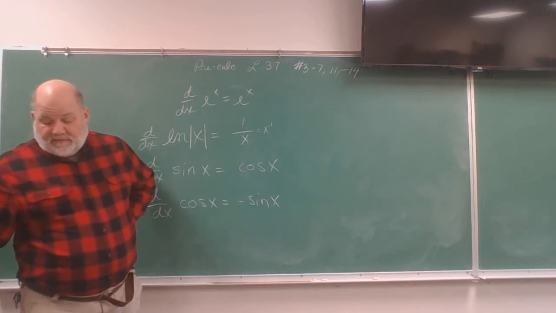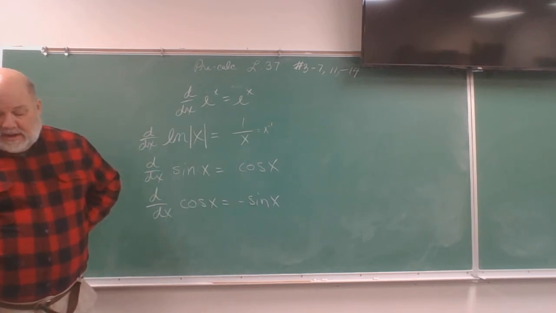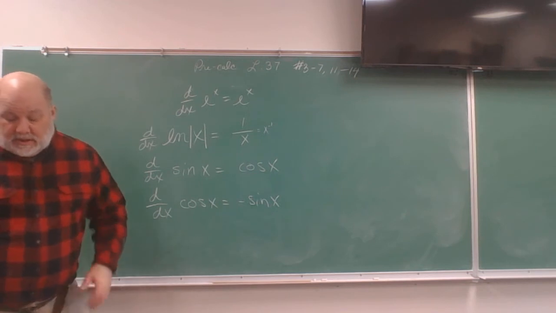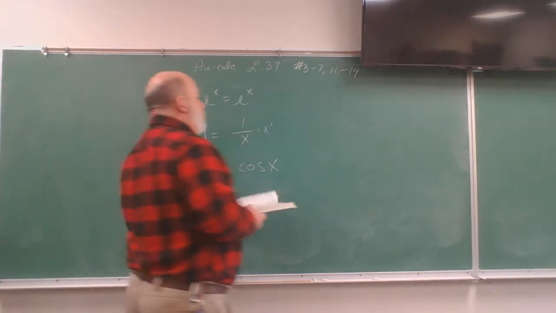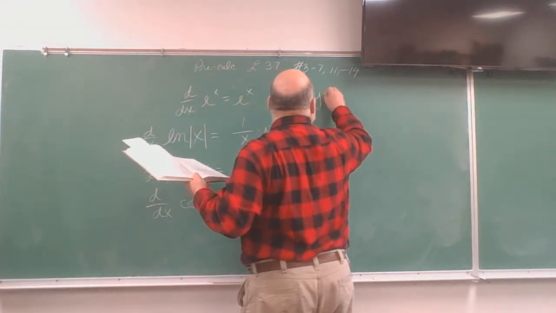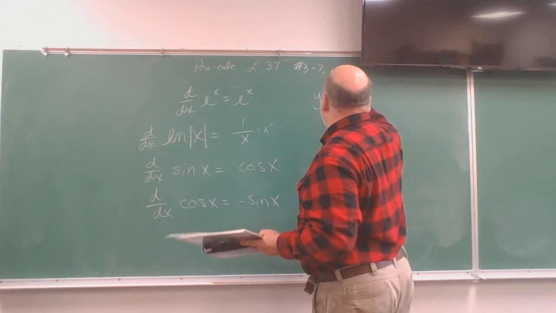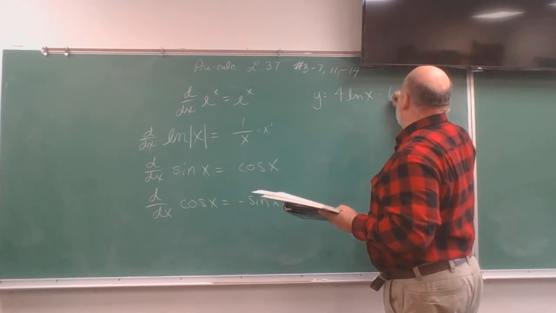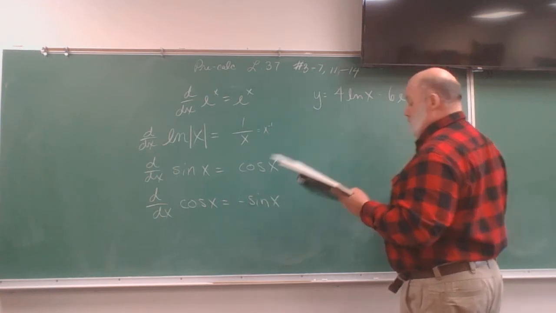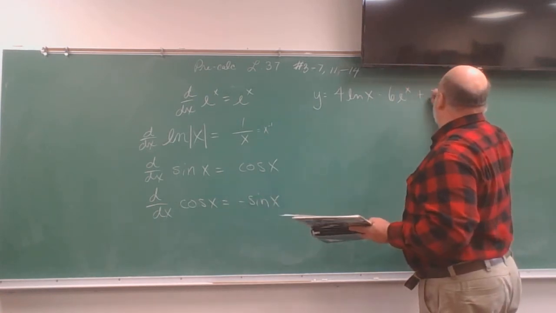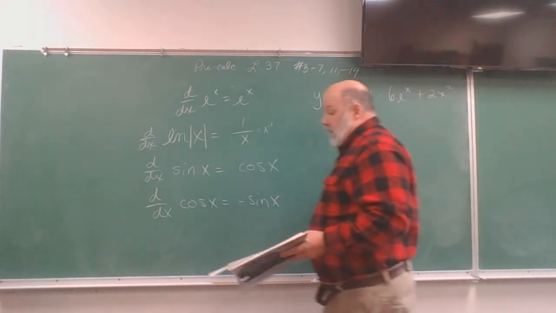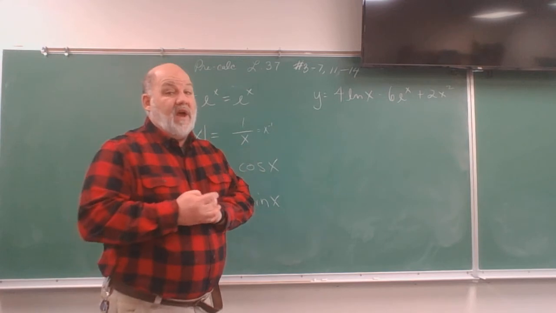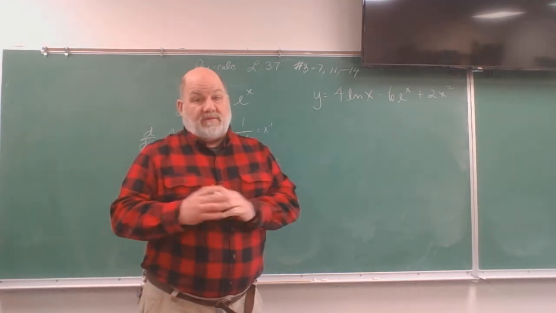It says find the derivative, actually it says find dy over dx, if y equals 4 ln x minus 6 e to the x plus 2 x squared. Now, in this problem, we're actually covering part of lesson 35 also, which was the derivatives of sums and differences.